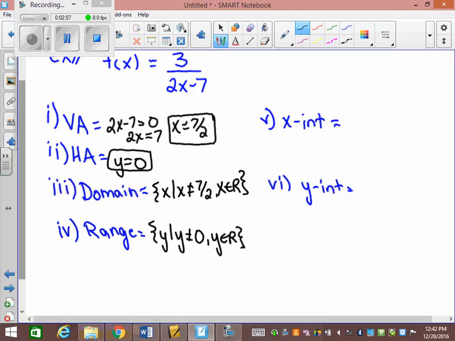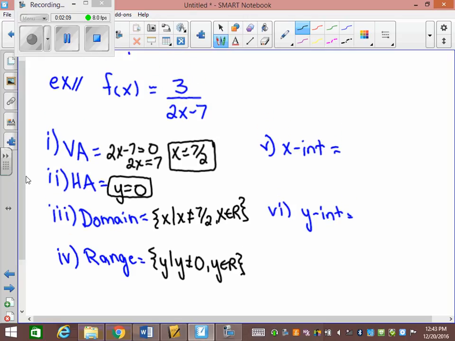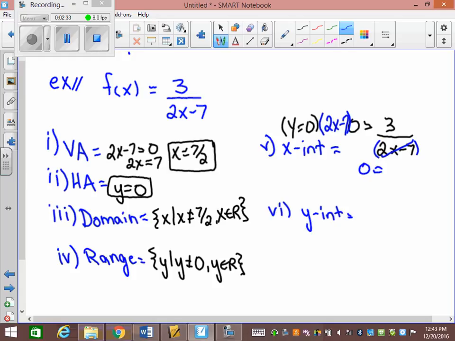When you hear x-intercept, you should think what? Every single time, doesn't matter what unit we're in, y equals 0. So we're going to get 0 equals 3 over 2x minus 7. The first thing you're always going to do is take this whole denominator and bring it up. 2x minus 7 times 0 is 0. So 0 equals 3. Is that true? No. What does it mean? There are actually no x-intercepts. So whenever you don't have a variable in the numerator, you're not going to end up with any x-intercepts.